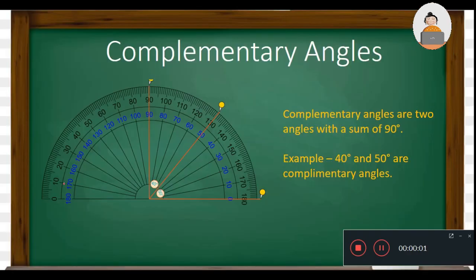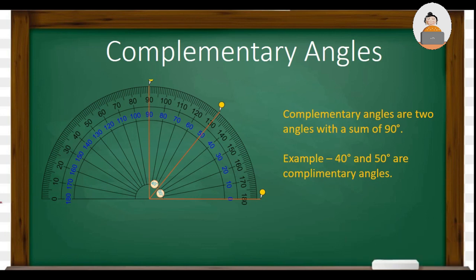Next, we will talk about complementary angles. So friends, what are complementary angles? Complementary angles are those two angles that add up to give you a sum of 90 degrees. As you can see in the diagram, I have taken a protractor, and using that protractor I have measured two angles that are 50 degrees and 40 degrees. So if I sum up these two angles, I will get an angle of 90 degrees.